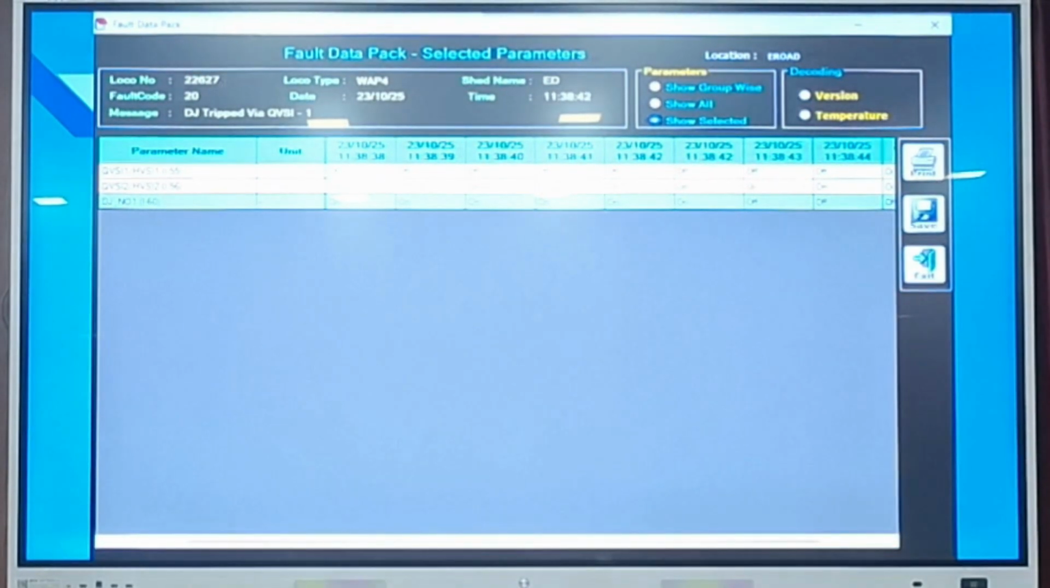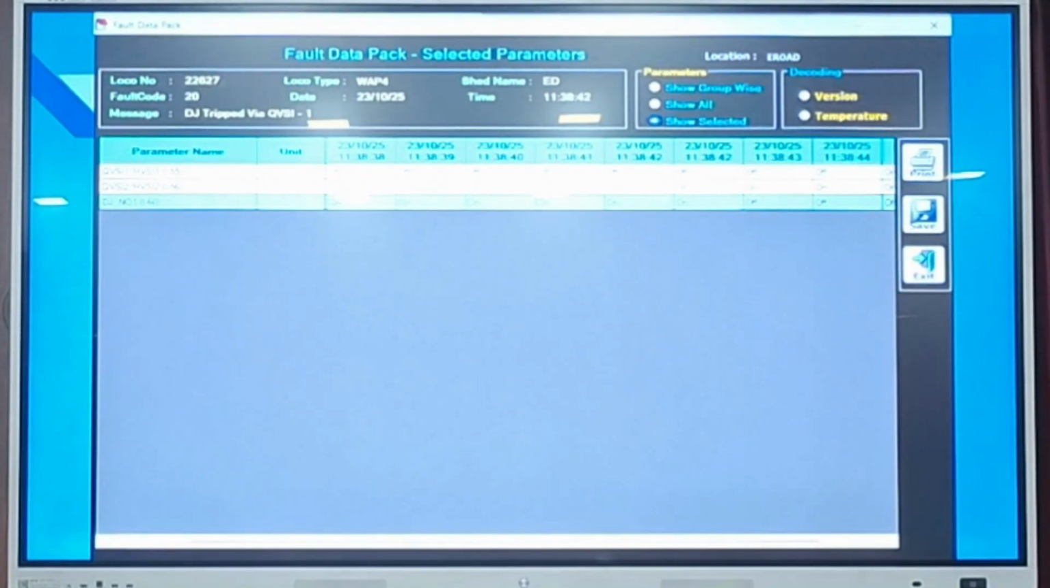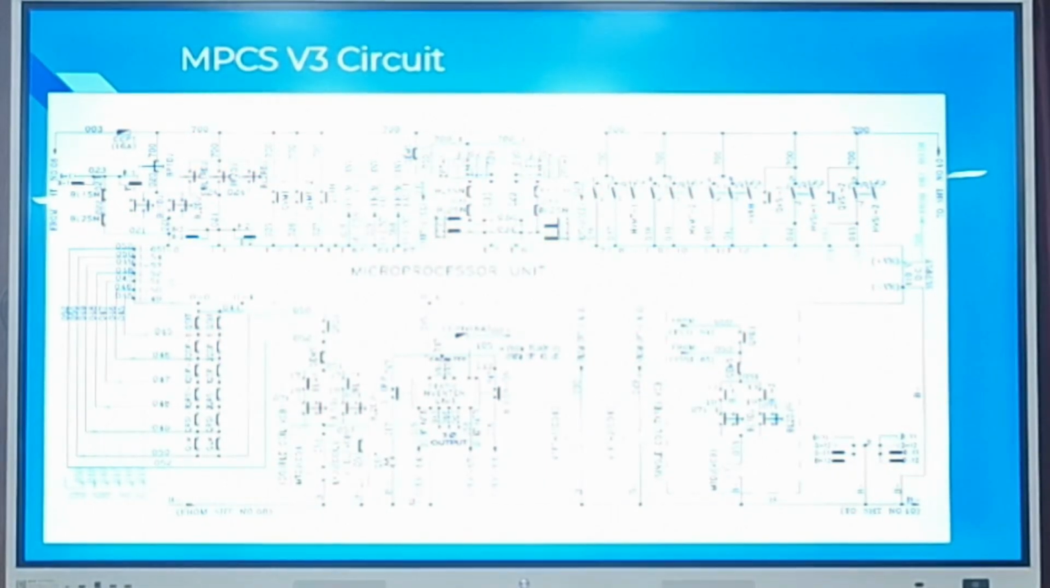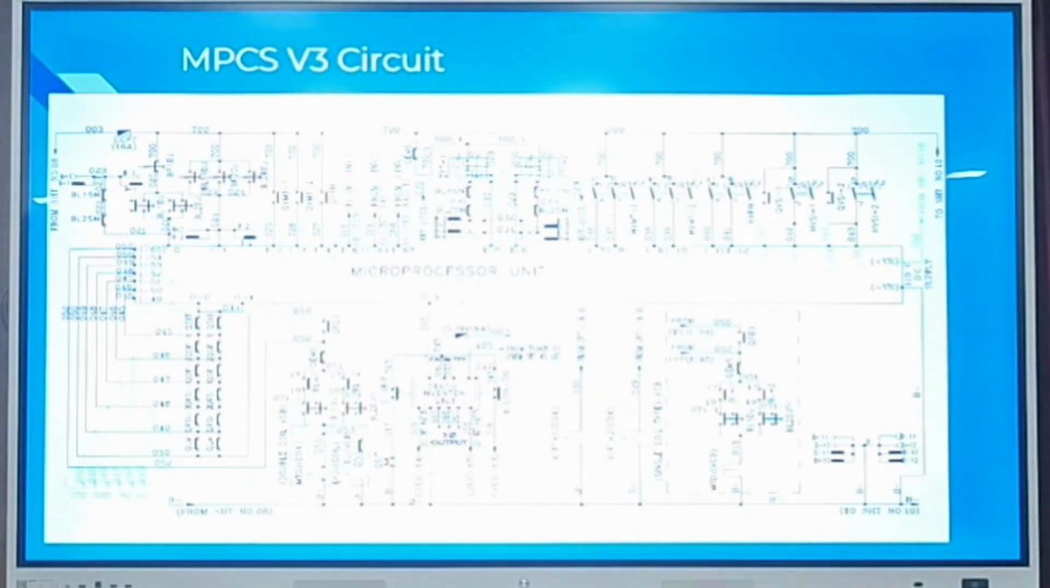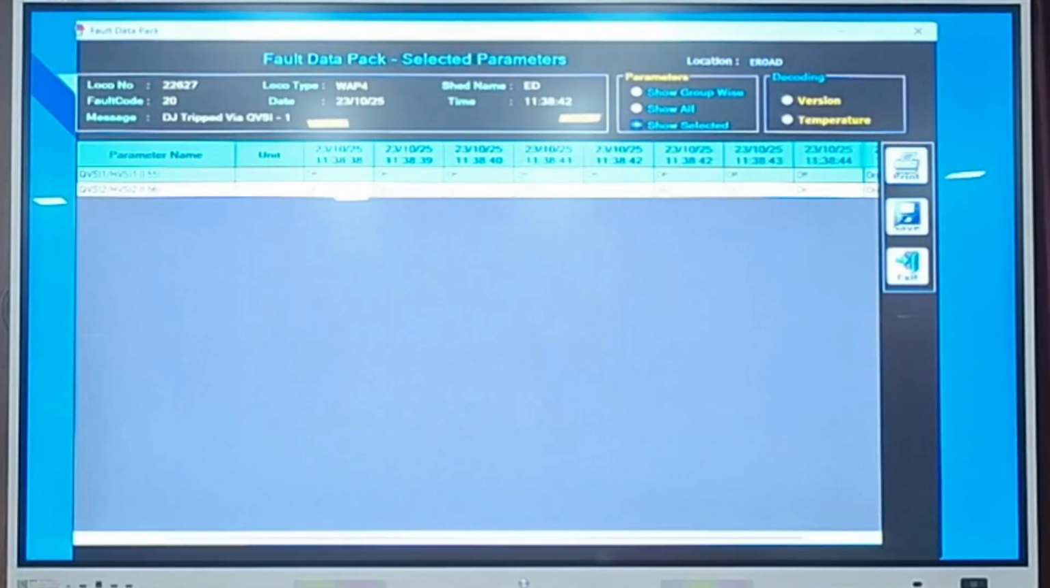But on the mainland side we need to analyze deeper. For that we should be thorough with the circuit. Actually these are based on FDCS inputs and outputs. These circuits have been developed from our conventional loco circuit, so we should be thorough with the conventional loco circuit. So DJ tripping via QVSI, when will it come? When we take the first node.